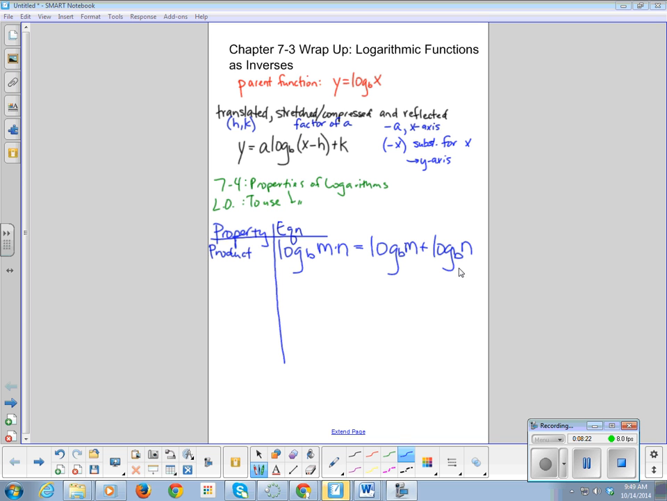The way I remember this is the exponent rule: when you're multiplying things with the same base, you add the exponents. So this is kind of an extension of that rule. So log base b of m times n is equal to the log base b of m plus the log base b of n.